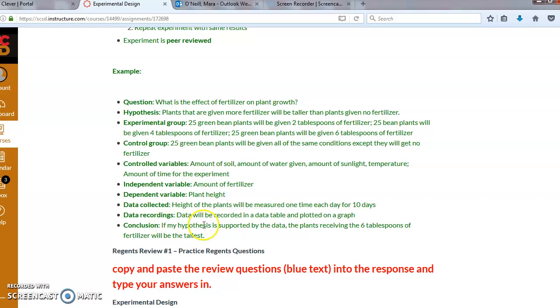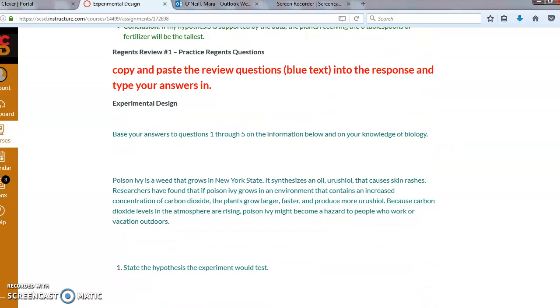Conclusion. If my hypothesis is supported by the data, the plants receiving 6 tablespoons of fertilizer will be the tallest in our groups. Okay? So based on the green information, you are going to be responding to the blue questions.